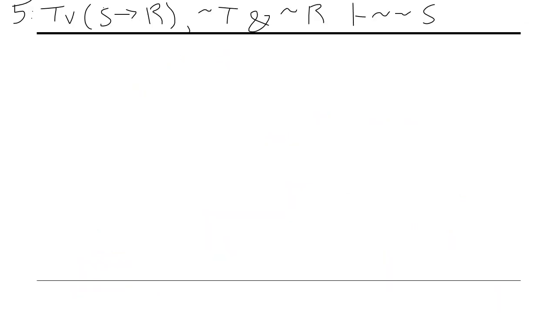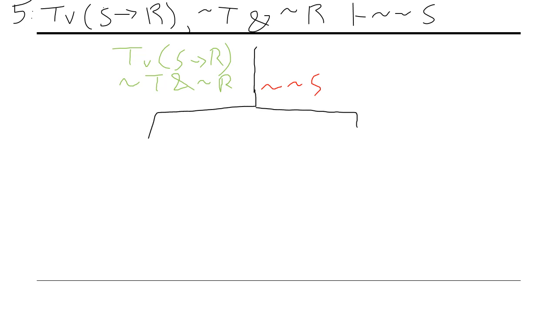Moving on to the fifth one. Put our premises here. Put our conclusion here. Start with the first one. The first one is a wedge as the main operator. So for our wedge, we just split it up, mark them both as true.